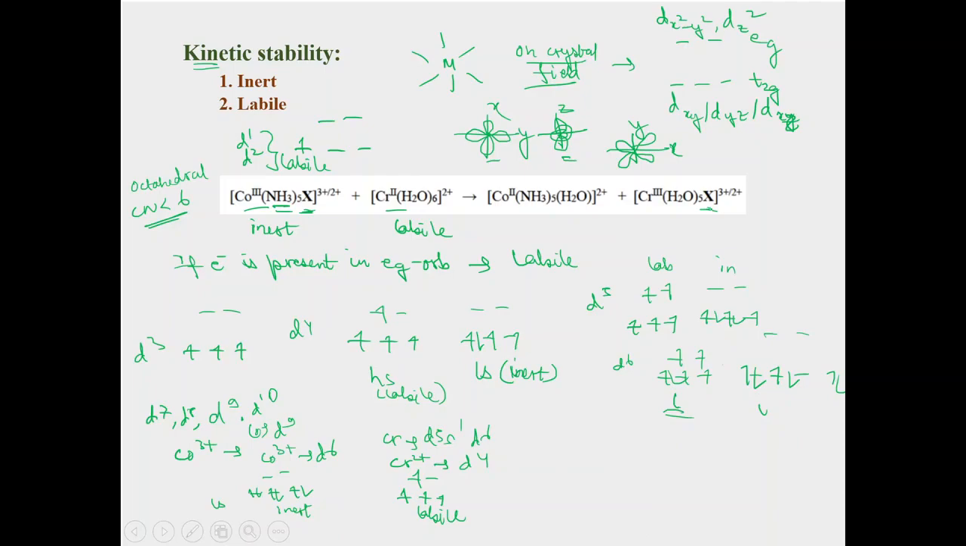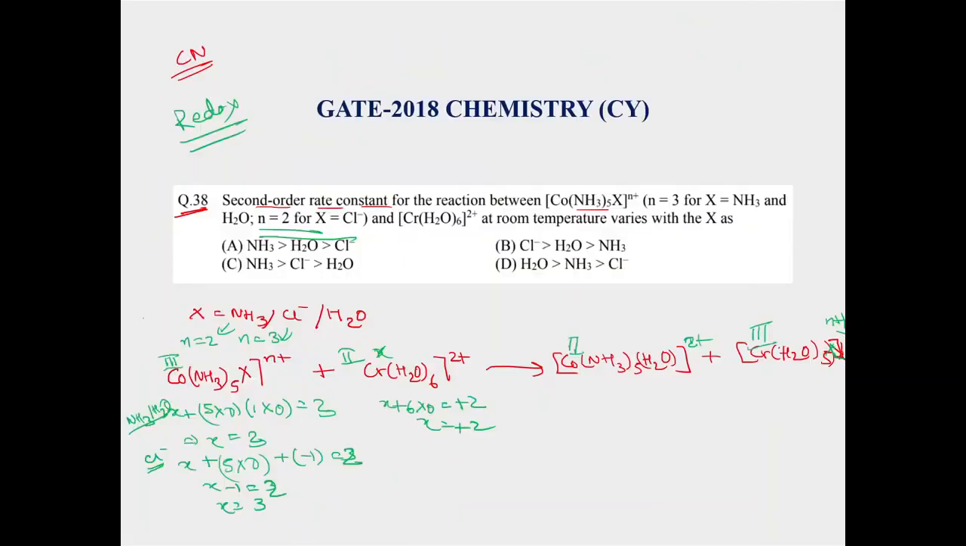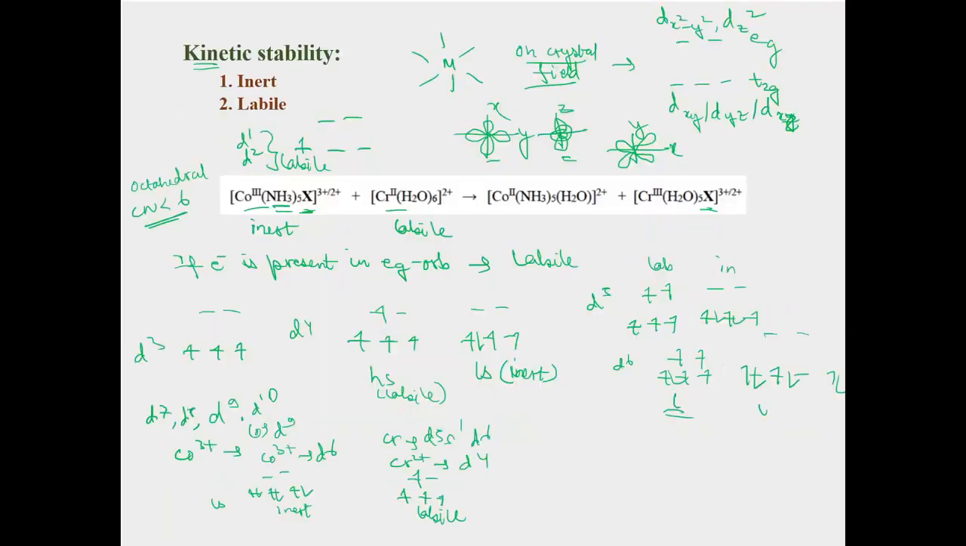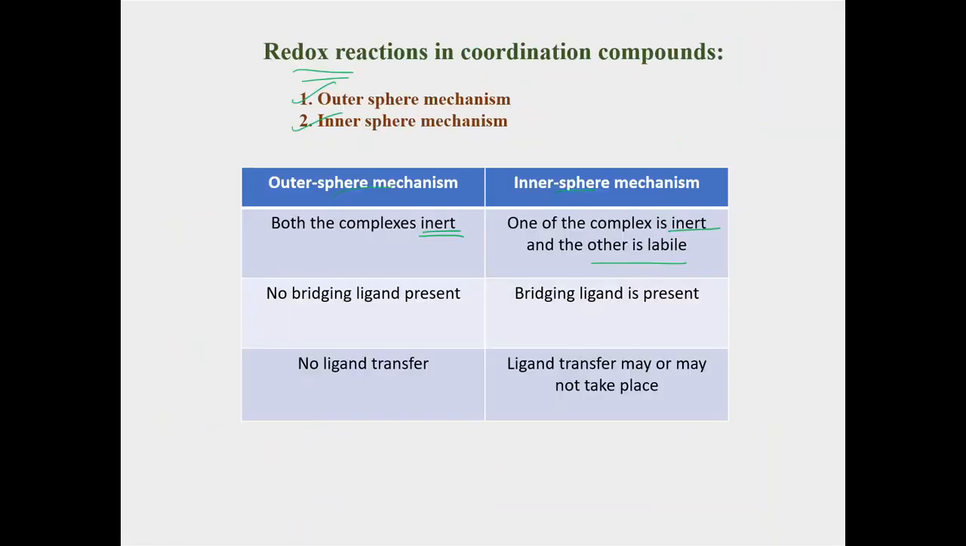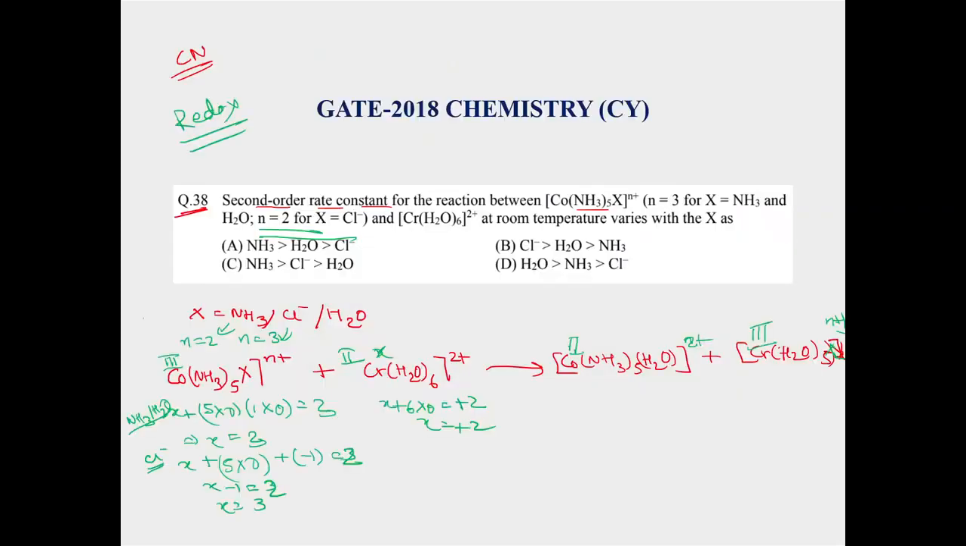So in this case, you can also think in this way that here just the reactants are given. So how to know whether the reaction is via inner sphere mechanism or outer sphere mechanism. So one point is this, that we saw that in this case one is inert in nature whereas one is labile in nature. This satisfies the inner sphere mechanism, and also in the question they are asking the second order rate constant.